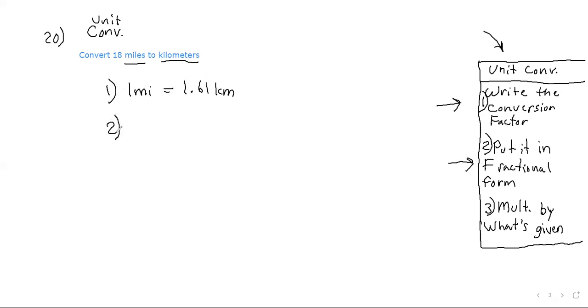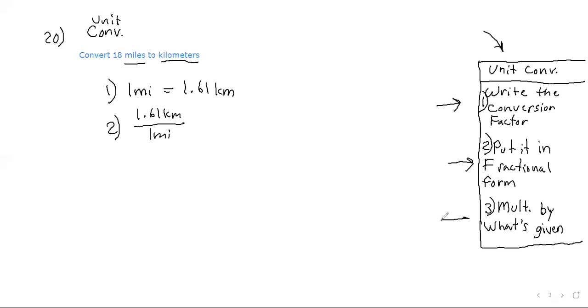So let's put it in fractional form, which is really great because we have two numbers in a conversion factor, two numbers in a fraction. The only thing we really need to know is which number goes on top. For conversions, whatever unit we want to end up with goes on top. The problem says convert 18 miles to kilometers, so we want to end up with kilometers, so kilometers has to go on top. So we put 1.61 kilometers on the top of the fraction, and the other thing goes on the bottom. That takes care of step two.